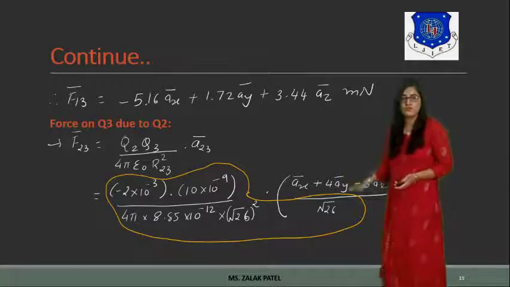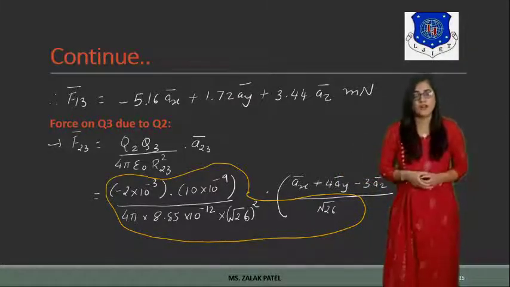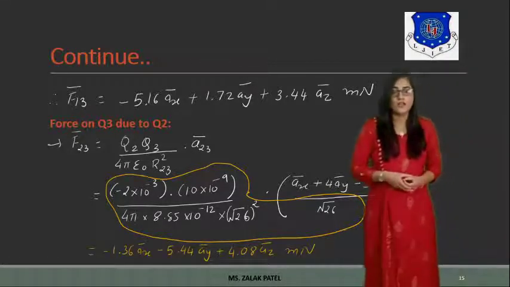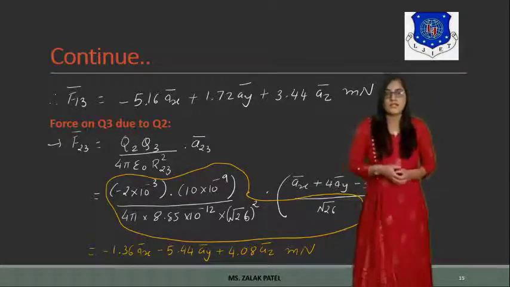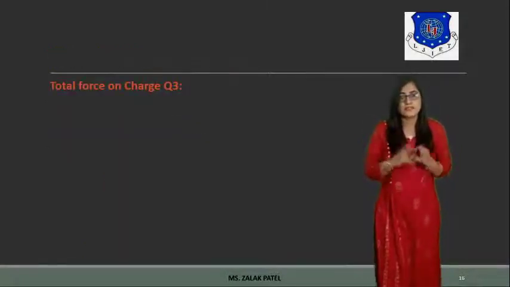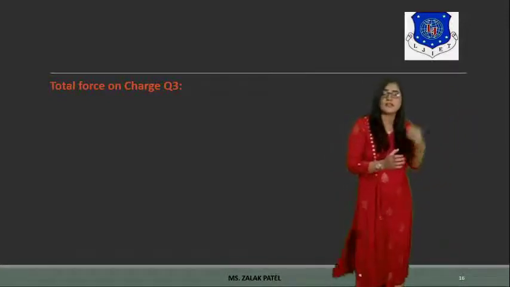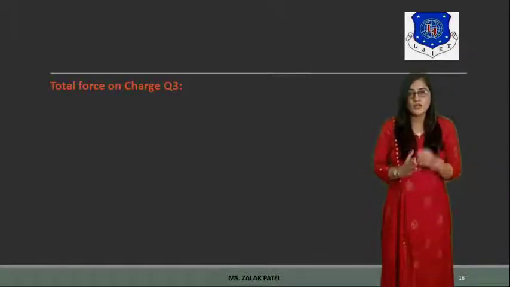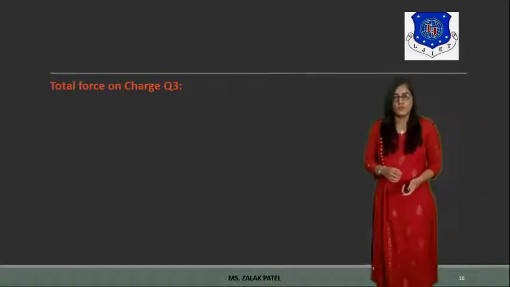In this case also you first have to simplify the scalar term and then multiply it with the vector form, so it will be easy. The answer for this is minus 1.36 ax minus 5.44 ay plus 4.08 az millinewton. So these are the individual forces calculated on Q3 due to the first point charge Q1 as well as the second point charge Q2. Now let's calculate the total force on the point charge Q3 due to the first as well as the second.